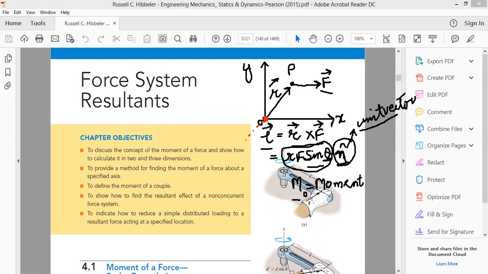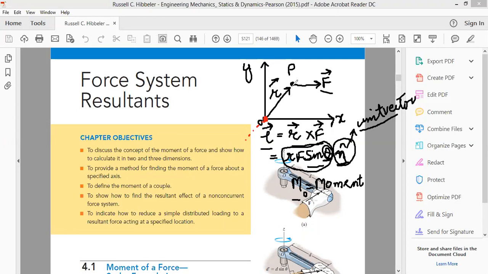First, let me tell you about this sine theta. What is this theta? Theta, I told you, is the smallest angle between R and F. As far as the smallest angle between R and F is concerned, look at the position vector R and look at the force F. At point P, where you are drawing your position vector, the head of the R vector is meeting with the tail of the F vector.